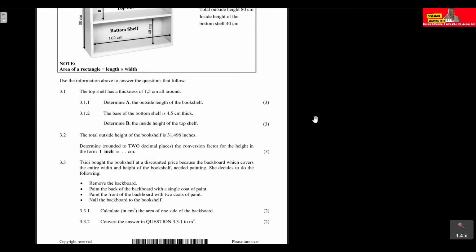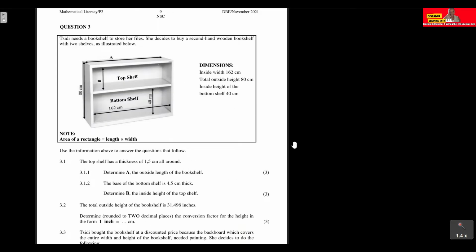We are given the dimensions, and all that we need to do now is use the information that is given to answer the question. Question 3.1 says the top shelf has a thickness of 1.5 centimeters all around. So we've got our top shelf here, and that thickness is 1.5 centimeters, and they're saying it's all around.